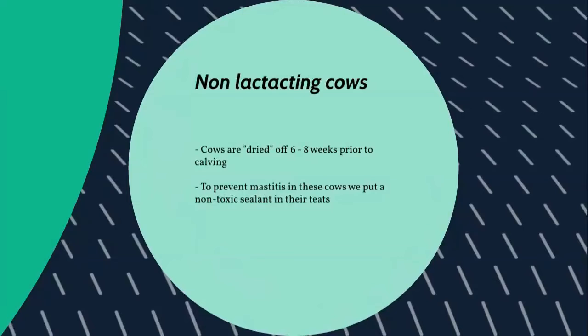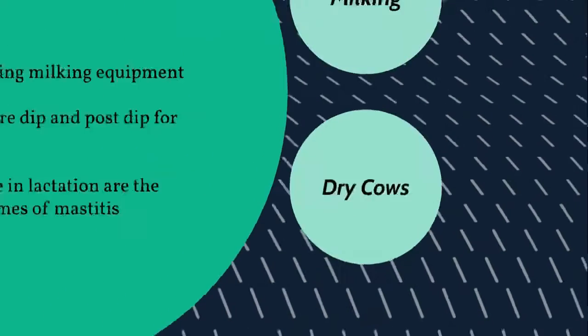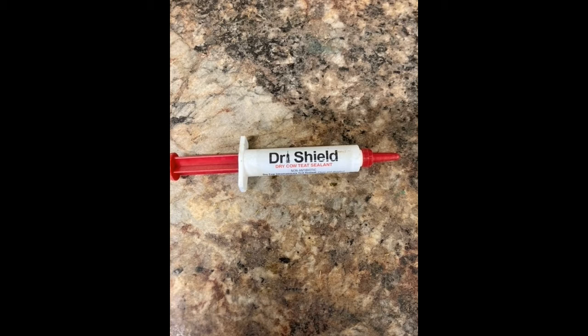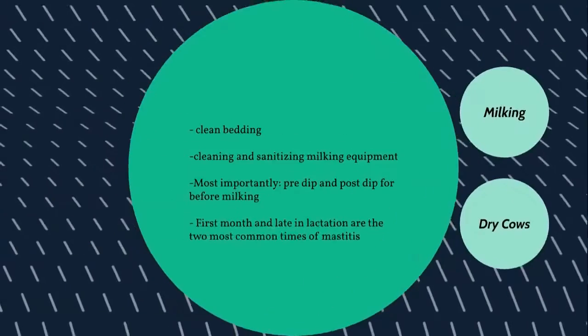Non-lactating dairy cows are what we call dry cows, and cows are dried off about 6 to 8 weeks prior to calving. These cows can get mastitis. To prevent this, since they're not being milked, we put a non-toxic sealant in their teats that comes in a little tube, and we inject it into the teat, and it just keeps bacteria from getting into the teat. Then at the time when they have their calf, you strip the teat until that silicone comes out. So here's just the teat sealant that we use on dry cows. It's called Dry Shield, just a little injector tube.